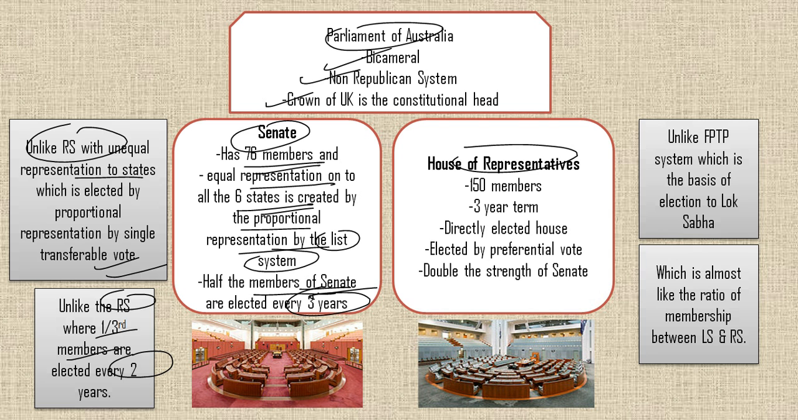And in case of the House of Representatives, which is the lower house, it has 150 members with a 3-year term and is a directly elected house, unlike the first past the post system, which is the basis of election to the Lok Sabha. And here it is elected by preferential vote and is double the strength of the Senate, which is almost like the ratio of membership between the Lok Sabha and the Rajya Sabha.